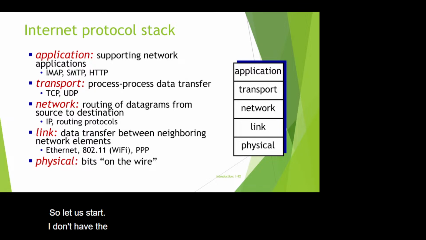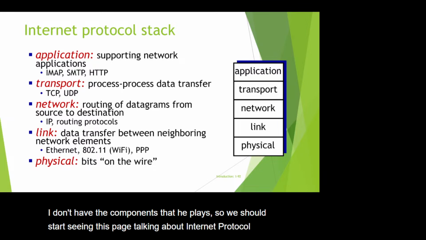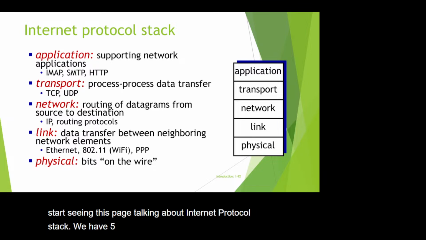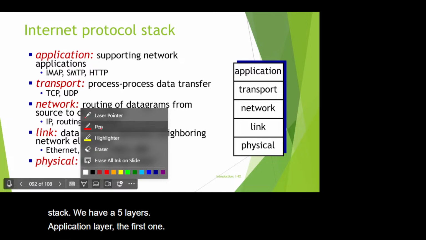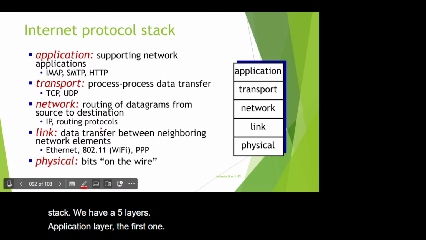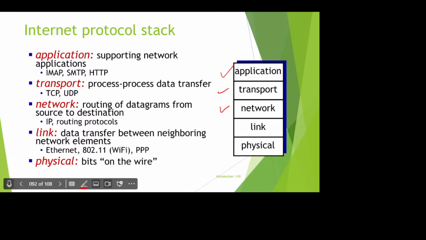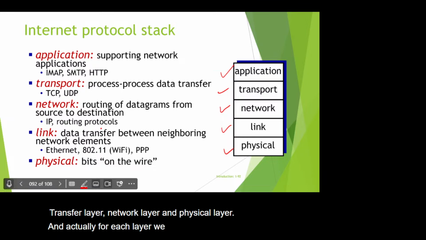So we should start with this page, talking about the Internet Protocol Stack. We have 5 layers. Application layer, the first one. Transport layer, network layer, data link layer, and physical layer. And actually for each layer, we have the summarized missions or tasks for each layer.